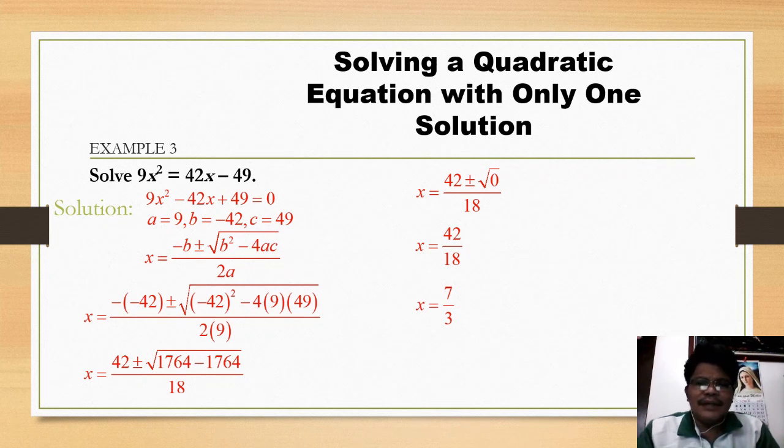So ano yung i-divide natin? Doon sa 42 and 18. So that is 6. 42 divided by 6, 18 divided by 6, so the answer is 7 over 3. So what is the solution of the quadratic equation? Of course, the answer is 7 over 3. So there is only one solution. Pareho kasi siyang 7 over 3.